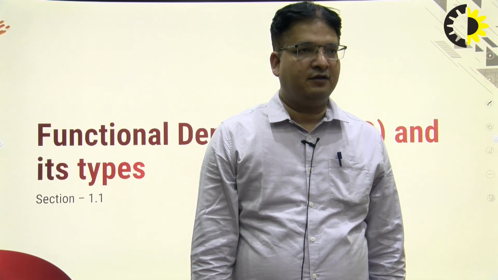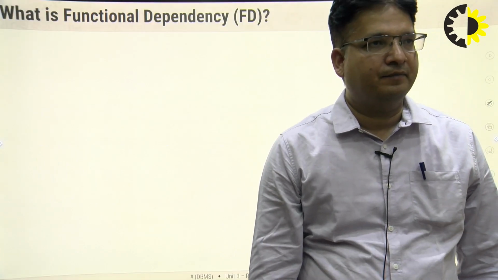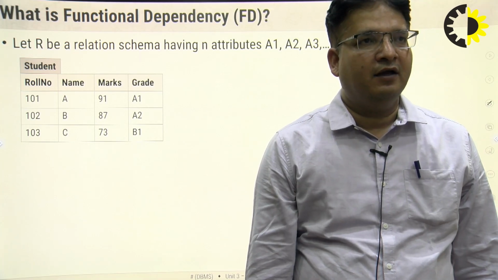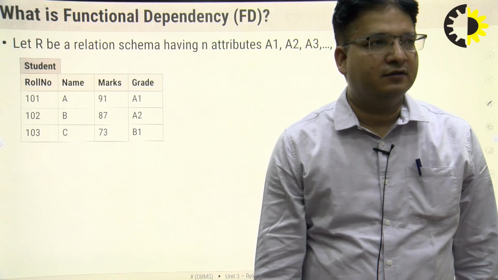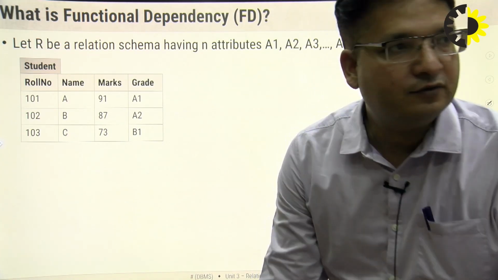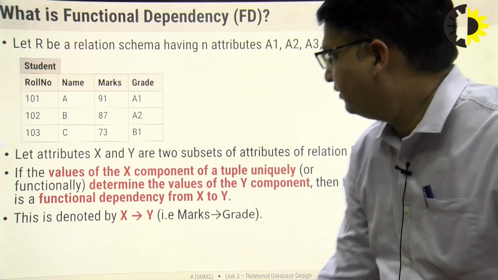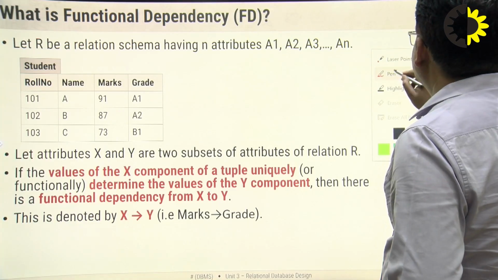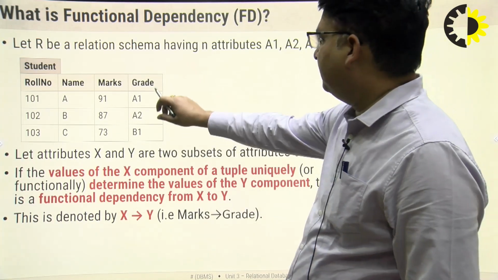So let us start with the topic functional dependency and its types. Let there be a relation R having n number of attributes A1, A2 up to An. Now consider the following example. The student table is there. Now in this example we are seeing that marks are determining grades.